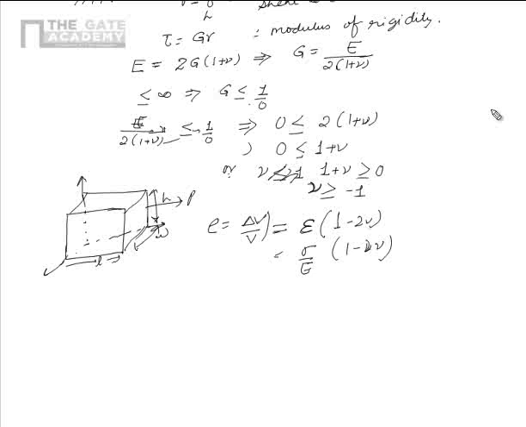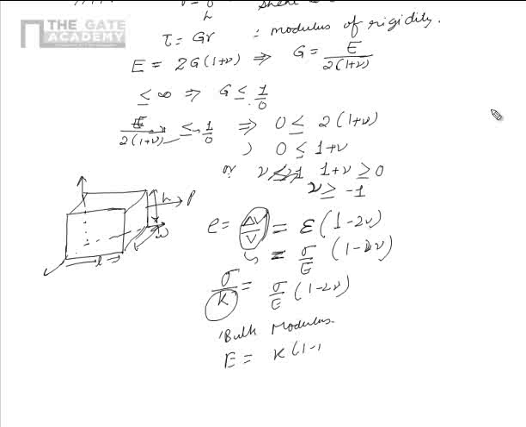If this strain, or this dilatation, is given in terms of a stress divided by a modulus, the relationship here can be written as this. This factor or this constant is called bulk modulus, or it's given as E equal to K times 1 minus 2 nu, or K is E over 1 minus 2 nu.